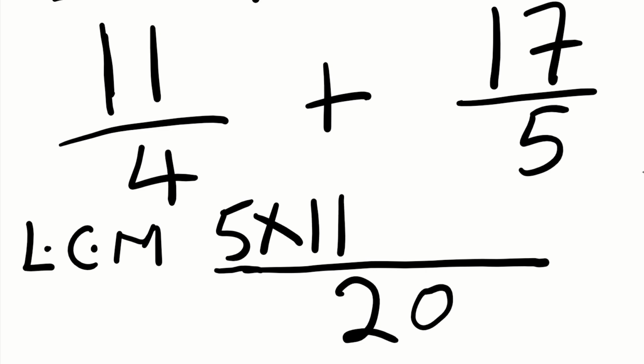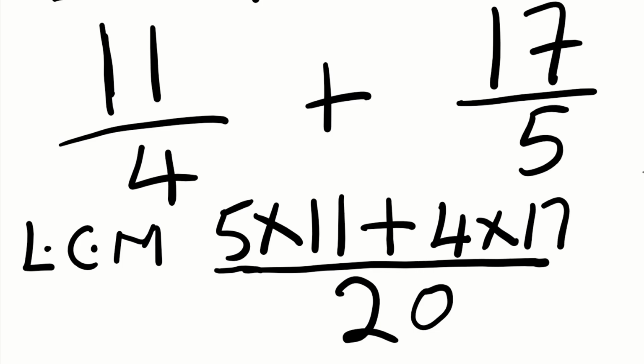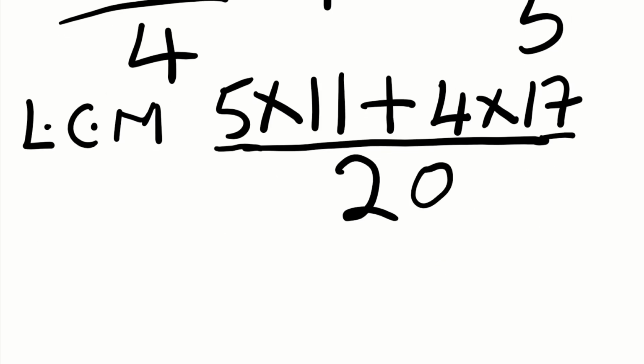5 times 11. So the plus here, remind you, is still going to be in the middle, right? So I'm going to say how many times can 5 go into 20? 5 is going to go into 20 how many times? That's going to be 4 times, right? The 4 is going to multiply 17. 4 times 17, right?